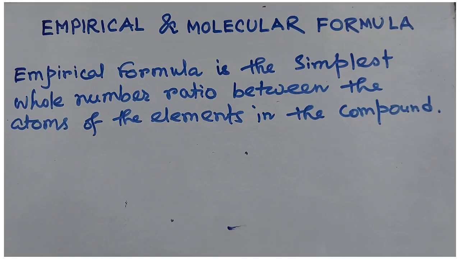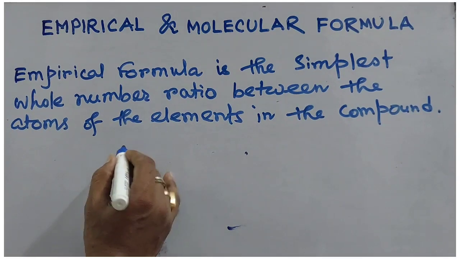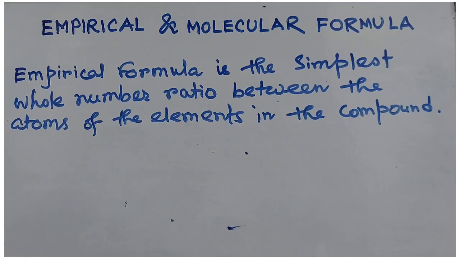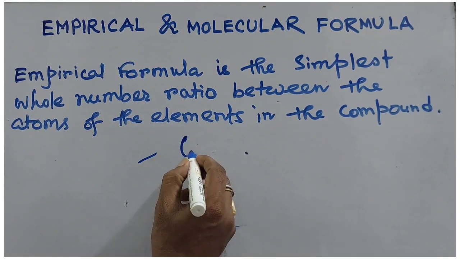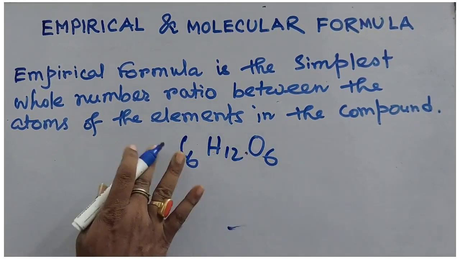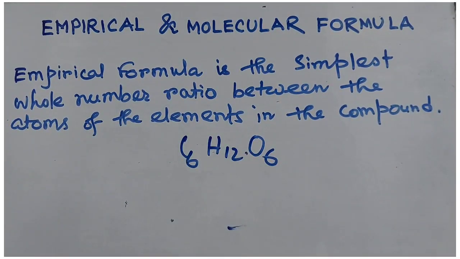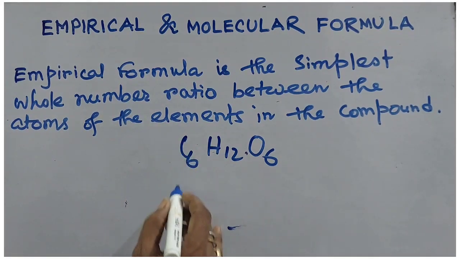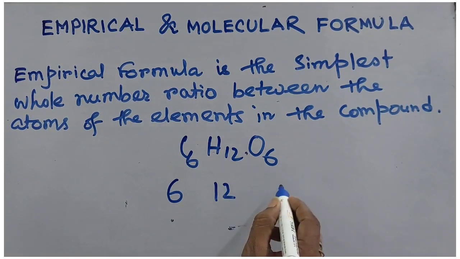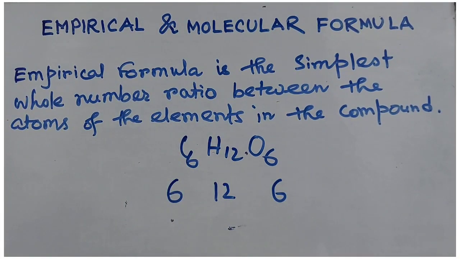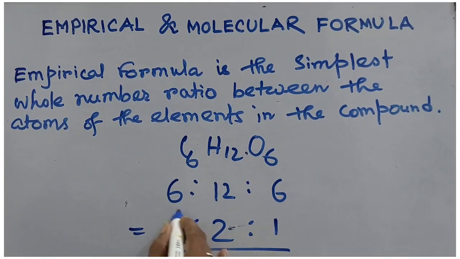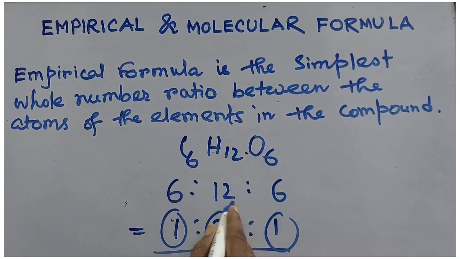That means, in glucose, we have said earlier that the molecular formula of glucose is C6H12O6. Now, what is the empirical formula of glucose? Here, the number of carbon atoms is 6, hydrogen atoms 12, oxygen atoms 6. So, what is the simplest whole number ratio of these 6, 12 and 6? That is 1, 2, 1. That is the simplest whole number ratio of 6, 12 and 6.